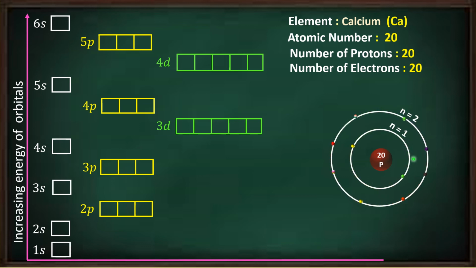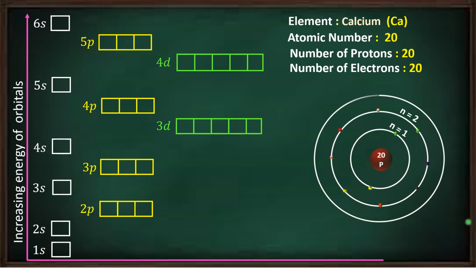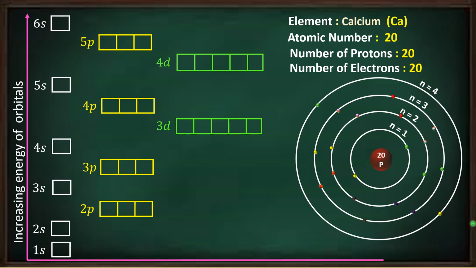First orbit has 2 electrons revolving. Second orbit has 8 electrons revolving. And third orbit also has 8 electrons revolving. Actually, third orbit can accommodate a maximum of 18 electrons. But once 3p orbital is completely filled, electrons enter the fourth orbit. That's why 19th and 20th electrons revolve in the fourth orbit, like this. So totally 20 electrons are there to fill into the various orbitals.